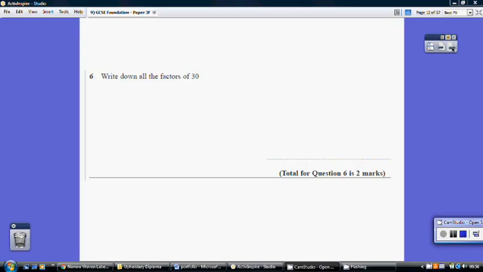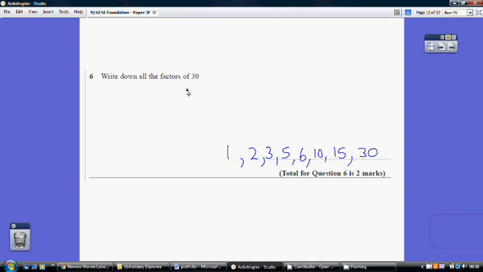Question 6. Now when writing out all the factors, do them in pairs. So we've got 1 times 30 equals 30, 2 times 15, 3 times 10, and 5 times 6. So that way you're not going to miss any of the factors.